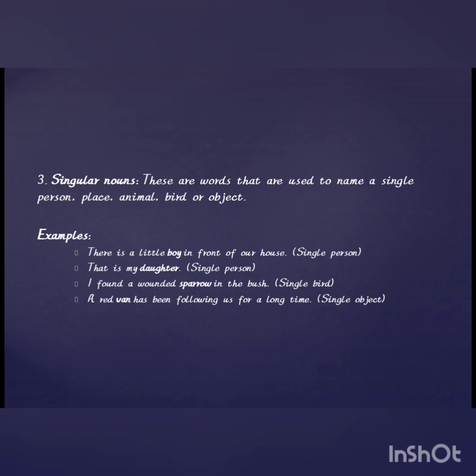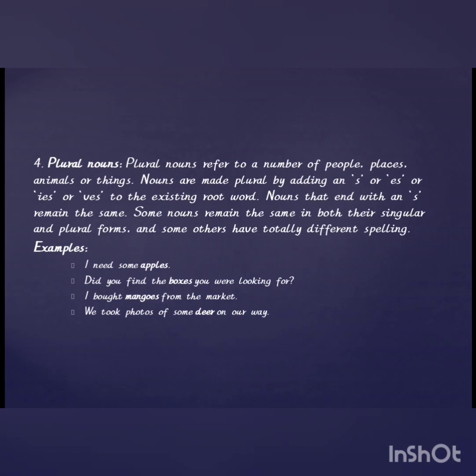Look at the second example. That is my daughter. My daughter, again, is about a single person. So here I am not mentioning something in many numbers. No. I am addressing just a single person. So it is an example for a singular noun. Next comes the plural noun. Plural nouns refer to a number of people, places, animals, or things. So it addresses something in a huge number.